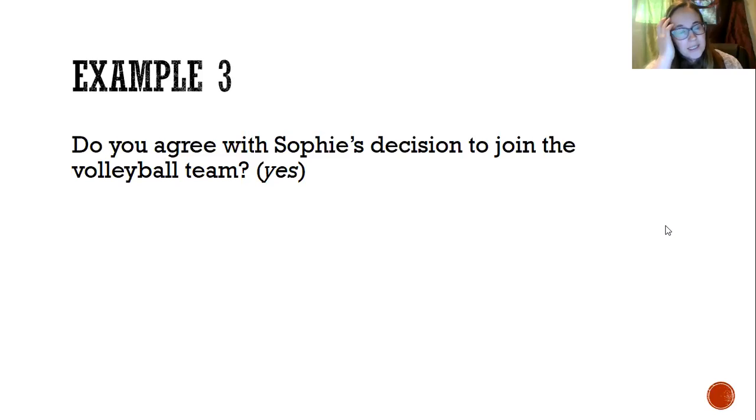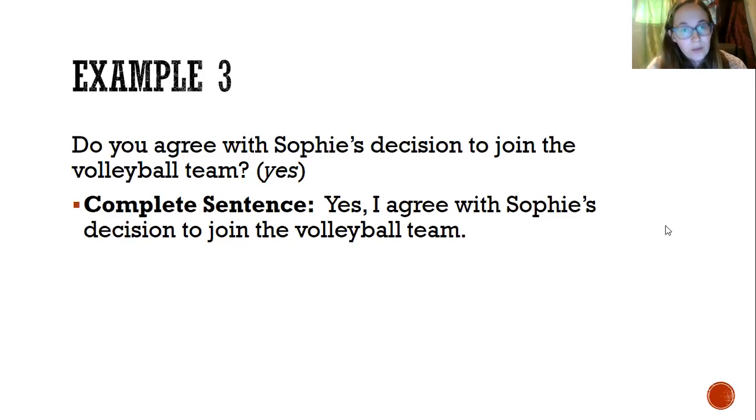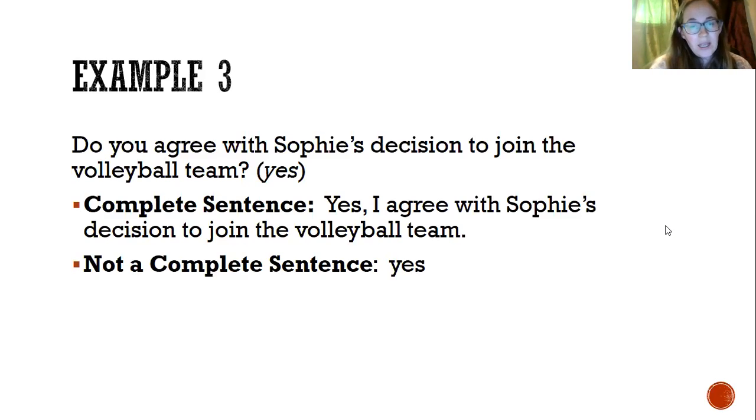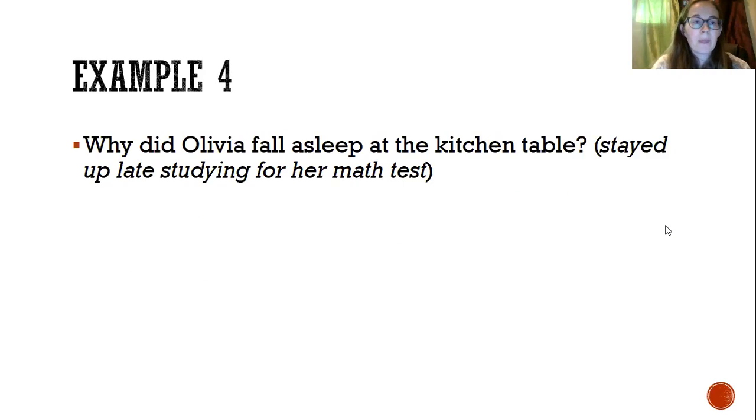Okay, here's an example. Do you agree with Sophie's decision to join the volleyball team? Yes, you do. But instead of just saying yes, you have to say, yes, I agree with Sophie's decision to join the volleyball team. And again, not a complete sentence would be just saying yes.